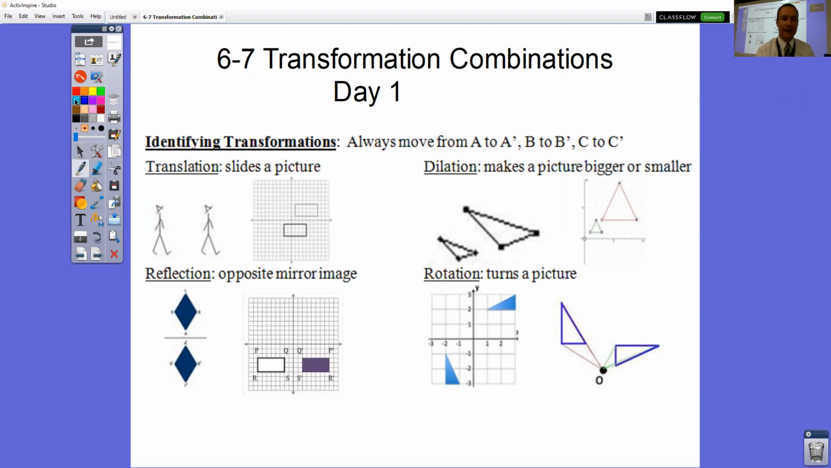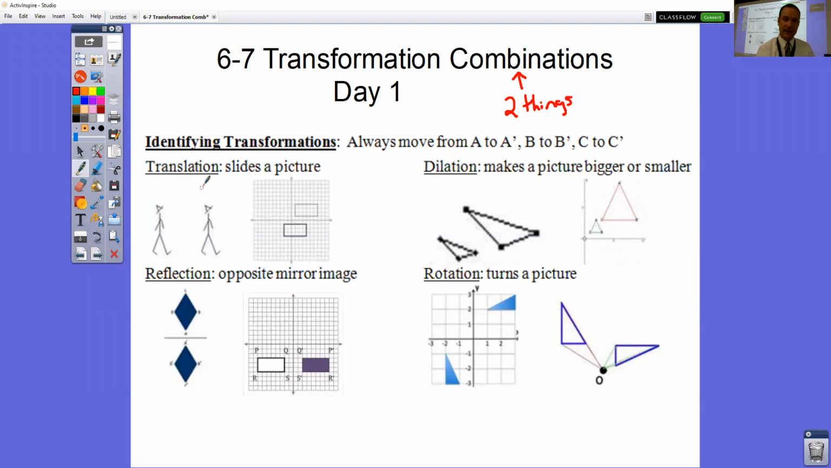Now, what a combination is: we're not just doing one thing to pictures, we are doing two different things to pictures. So, for example, you might do a dilation, then a reflection, or you might do a reflection, then a translation. So, you're going to be doing two things to each picture. It's very, very important that you remember that we always go from the letter to the same letter prime. So from A to A prime.